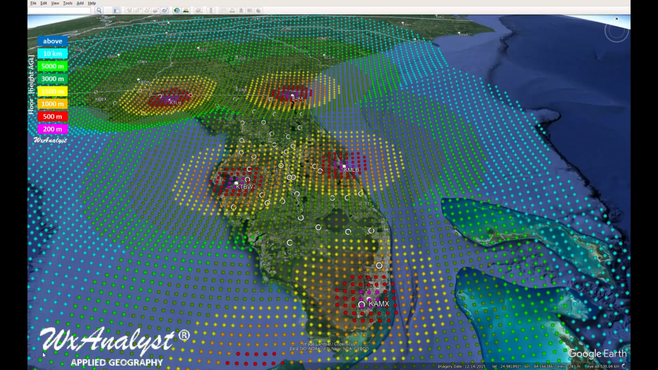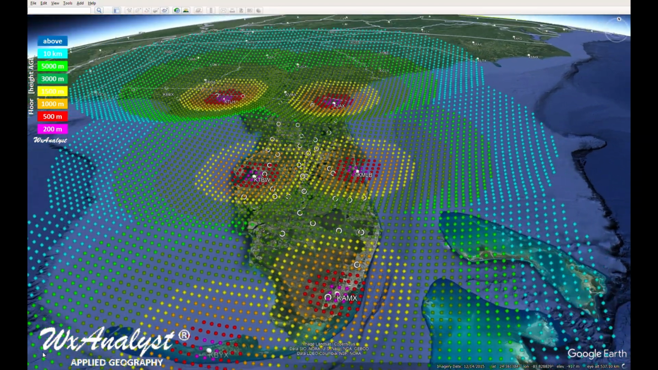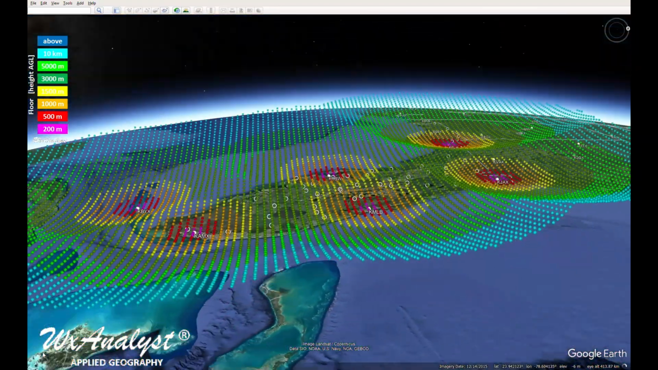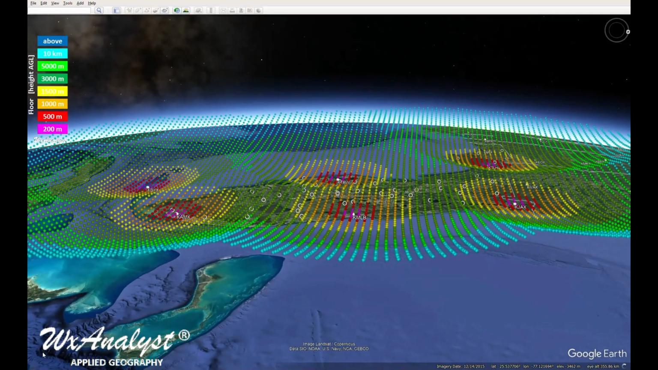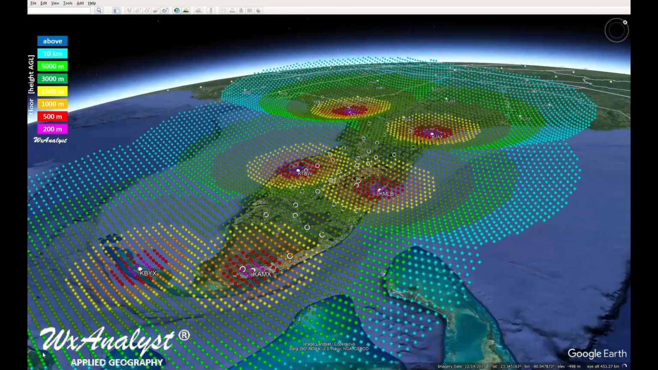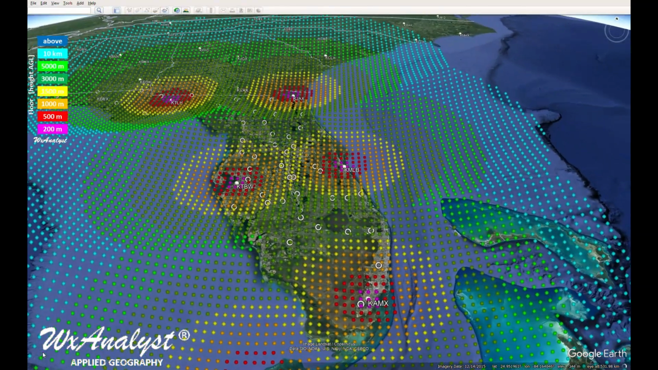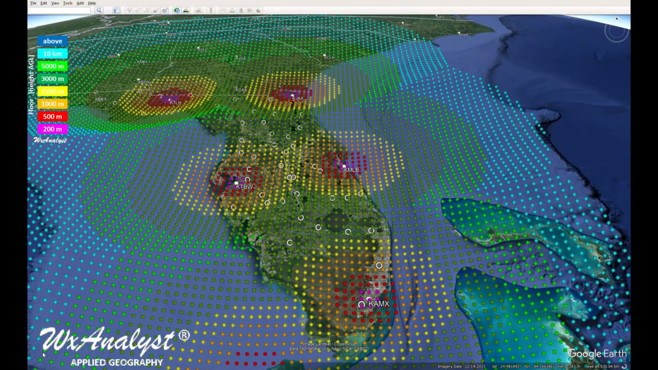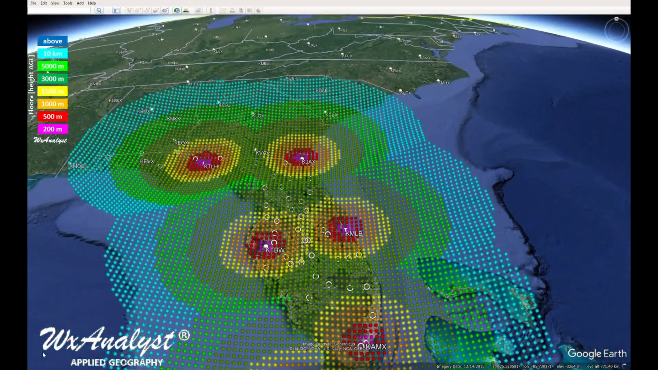WxAnalyst has developed user-friendly products for radar visualization in virtual globes. The Shipley floor gives a clear view of the lowest radar sample height when the radars are combined. Anyone can use Google Earth to determine the radar operating floor above any location of interest.